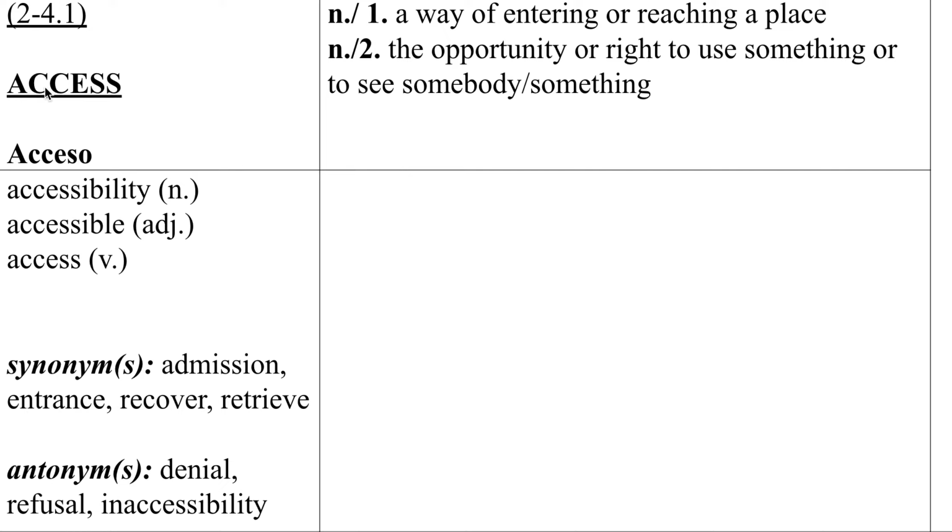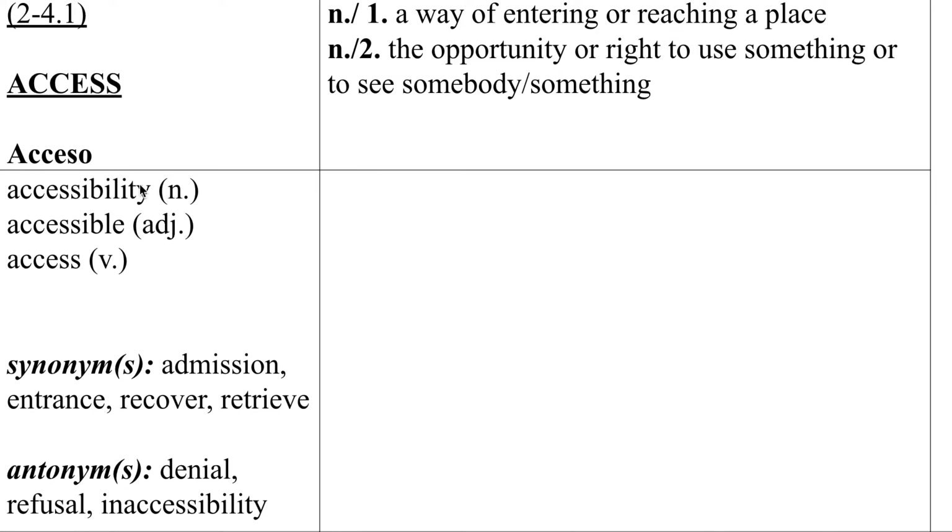The main definitions of it are the noun definitions. There are two noun definitions. Noun 1, a way of entering or reaching a place, or noun 2, the opportunity or right to use something or to see somebody or something.